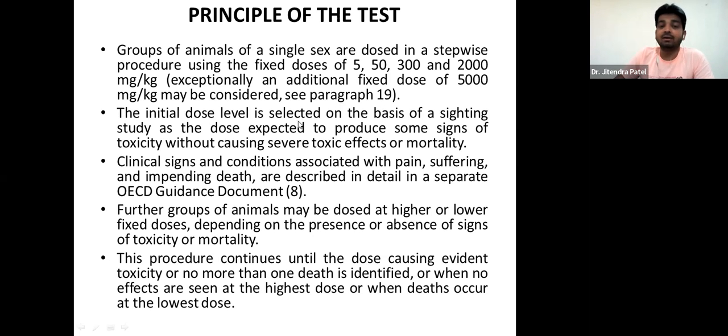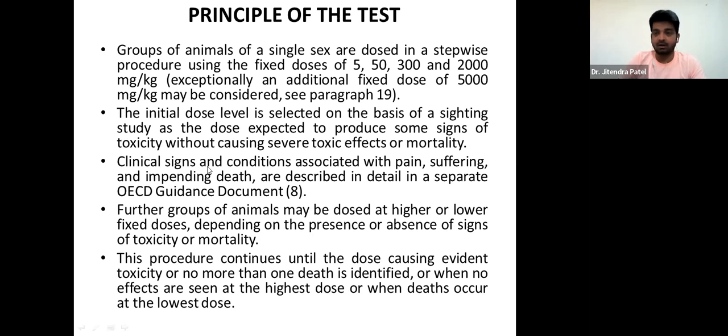The initial dose level is selected on the basis of a sighting study, right? As the dose expected to produce some signs of toxicity without causing severe toxic effects or mortality. That is very important, right? So the initial dose level means 5 mg, right? As per our guidelines, we can go 5, 50, 300, 2000 and 5000 if required, right? So it is selected on the basis of the sighting study. We have to observe the particular animals, what the behavior is after giving the dose, and the dose is expected to produce some signs, some kinds of symptoms which will indicate discomfort or some unease they are feeling, that we have to note down.